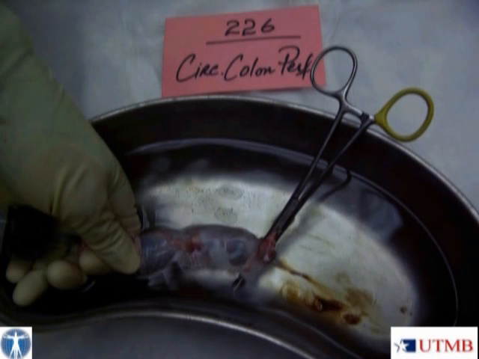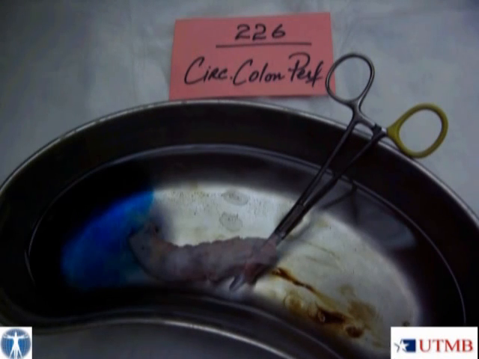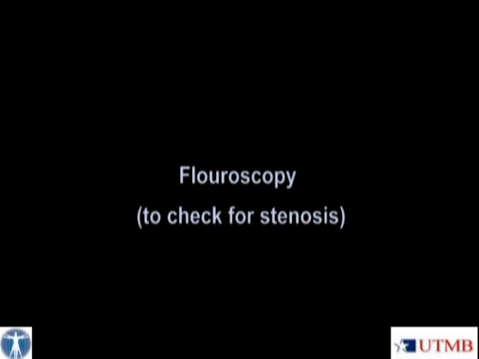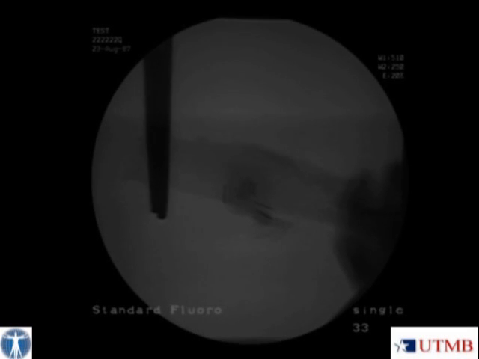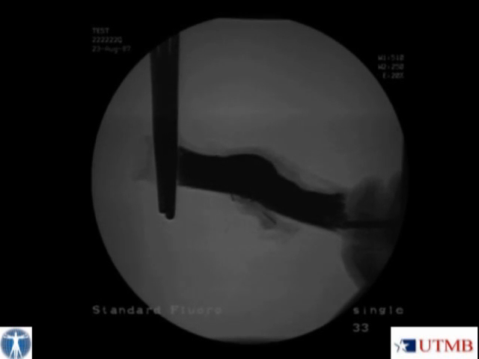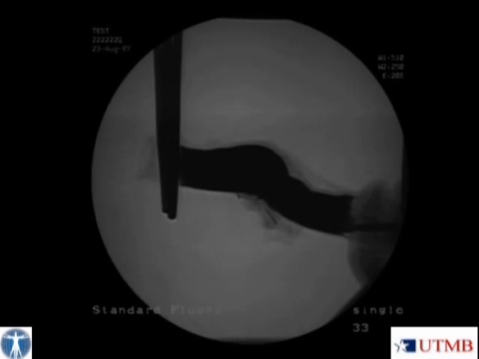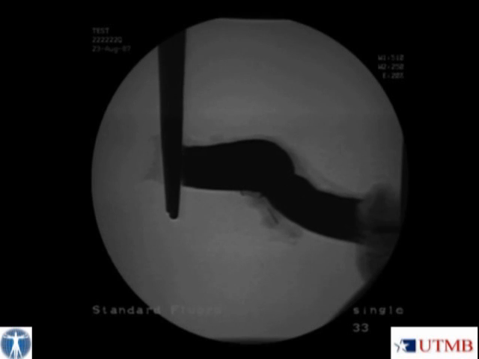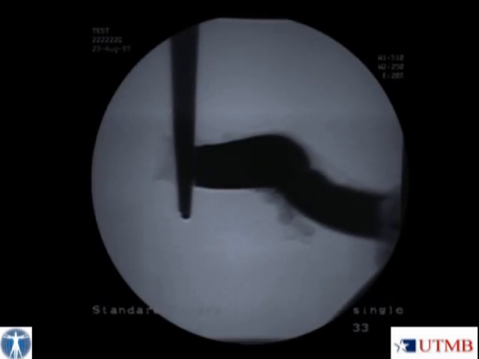A fluoroscopy was used to check if there was any evidence of luminal stenosis following closure of the circular defect with endoluminal suturing. As you could see, there was no stenosis except for a slight bend at the site of the resection that was closed.